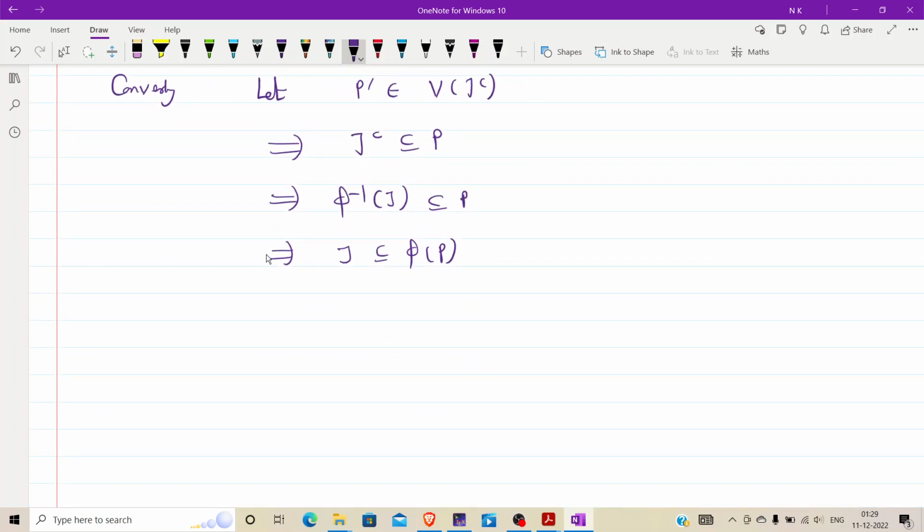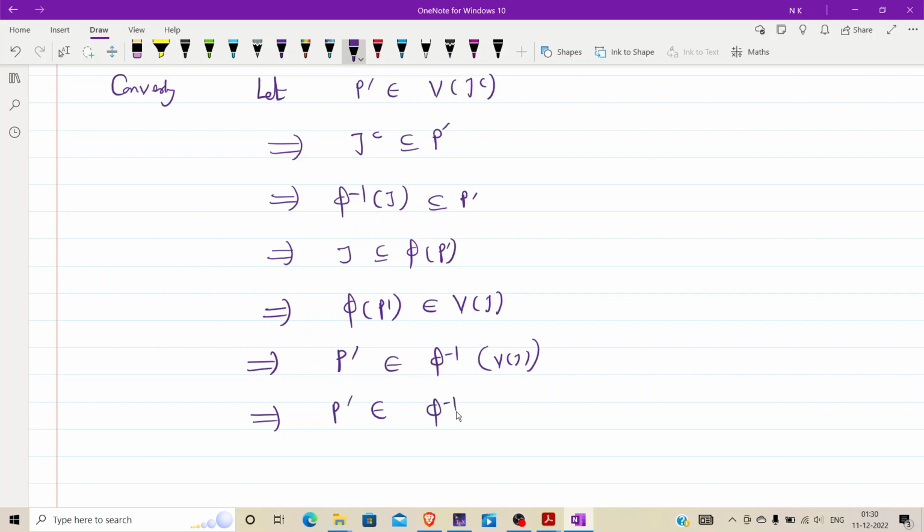Okay, no problem. So phi of P dash contains J. So phi of P dash is an ideal which contains J. So this ideal belongs to V of J. Is it? Okay, so phi of P dash belongs to V of J. So where does P dash go? So P dash belongs to phi inverse of V of J. But phi inverse of V of J is contained in phi inverse of V of J closure. So P dash belongs to phi inverse of V of J closure.